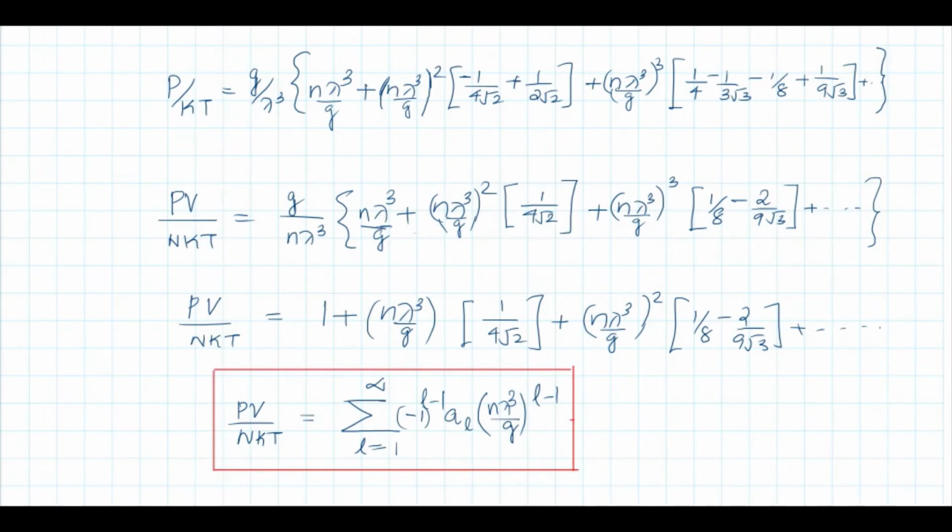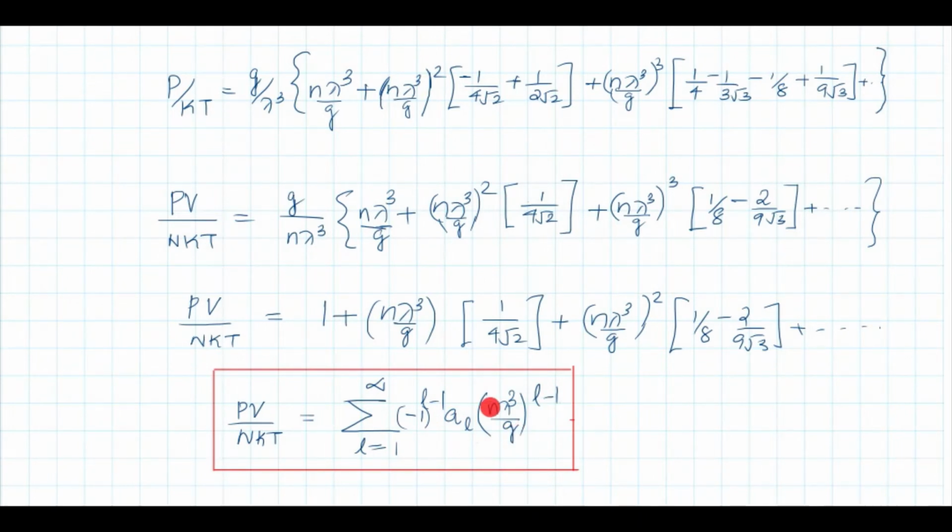Now you can take this term into the bracket. Then the first term becomes 1, the second term becomes nλ³/g into 1/(4√2) plus higher order terms. So this is PV/NkT. PV/NkT equal to, you can write this as a sum, sigma L equal to 1 to infinity, (-1)^(L-1) A_L (nλ³/g)^(L-1).